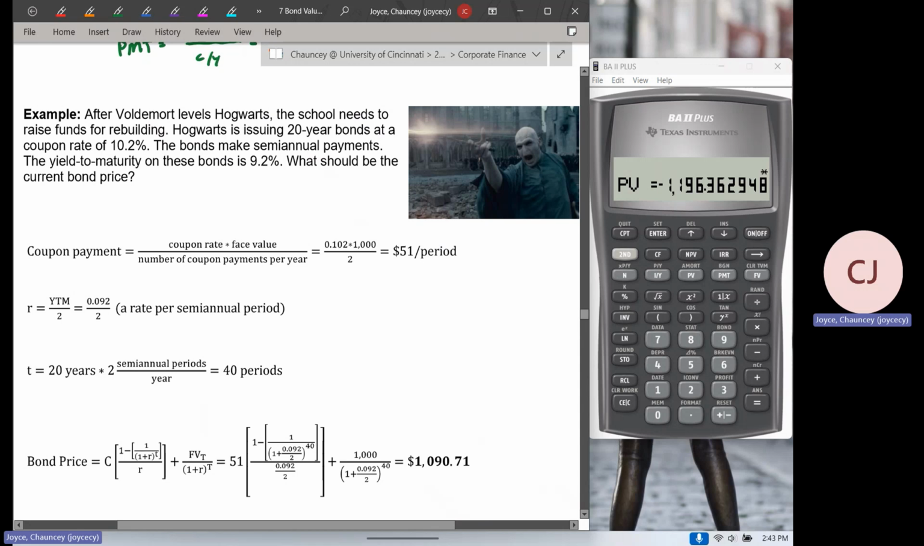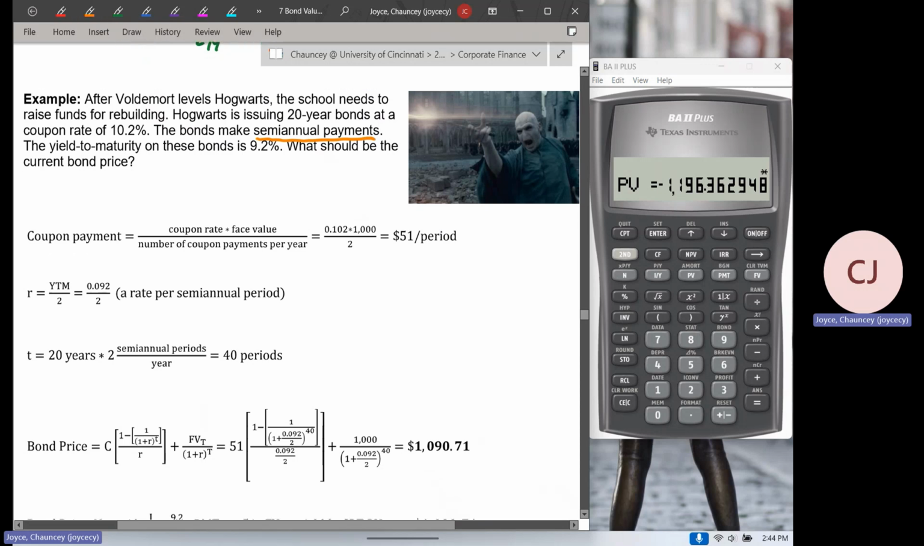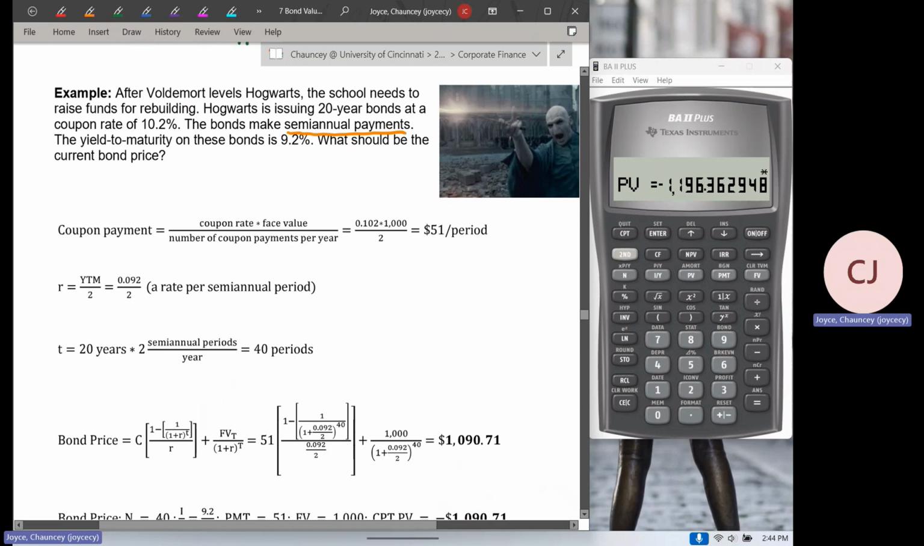After Voldemort levels Hogwarts, the school needs to raise money for rebuilding, and they're issuing 20-year bonds at a coupon rate of 10.2 with semi-annual payments. The yield to maturity on these bonds is 9.2. What should be the current bond price? So let's take a look. I put here the three we need to be consistent with: the coupon payment, the yield to maturity, and the time. So coupon payment, sometimes I just use this notation: PMT equals coupon rate times face value divided by payments or compoundings in a year. So that's your coupon rate of 0.102 times 1,000 over 2 because it's a semi-annual bond. So that's where that 2 comes in.